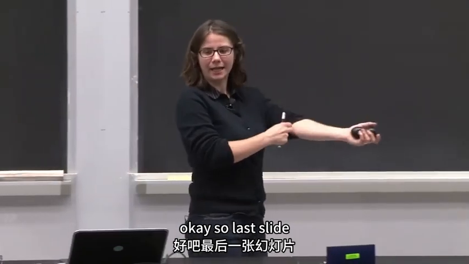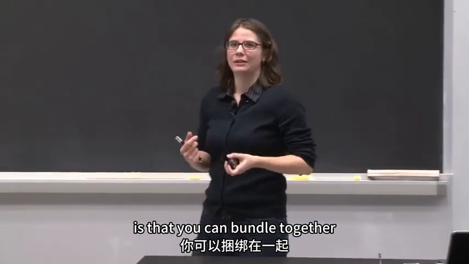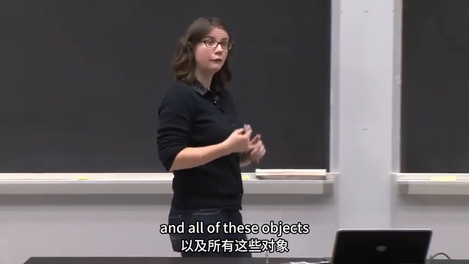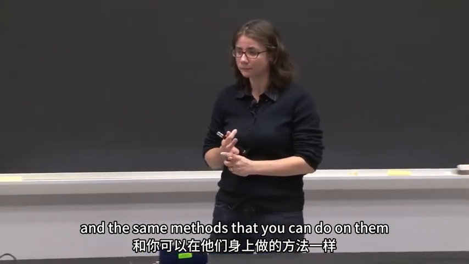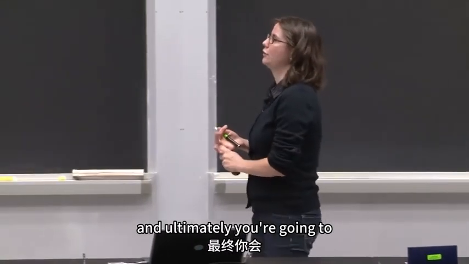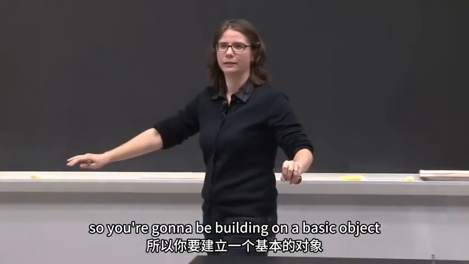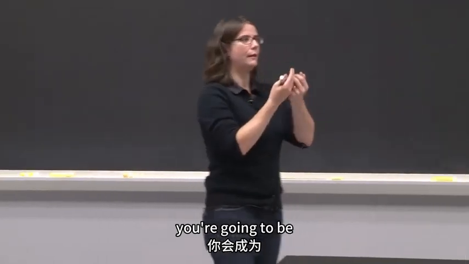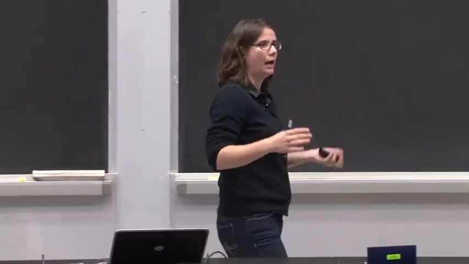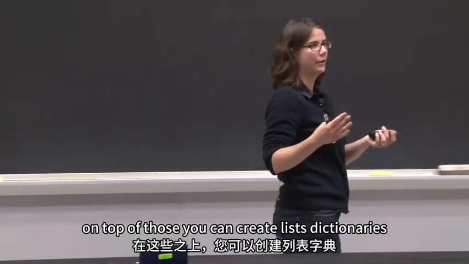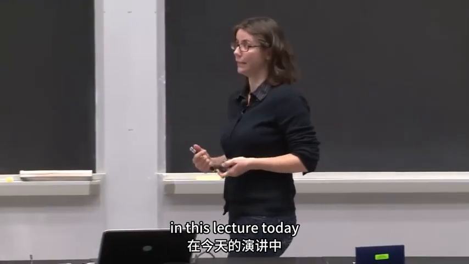Okay. So last slide. The power of object-oriented programming is that you can bundle together objects that are of the exact same type. And all of these objects are going to have the same data representation and the same methods that you can do on them. And ultimately, you're going to be building these layers of abstraction. So you're going to be building on a basic object type in Python. You're going to have integer objects, float objects. On top of those, you can create lists, dictionaries, and on top of those, you can even create your own object types, as we saw in this lecture from today.